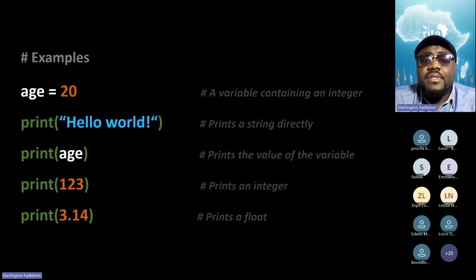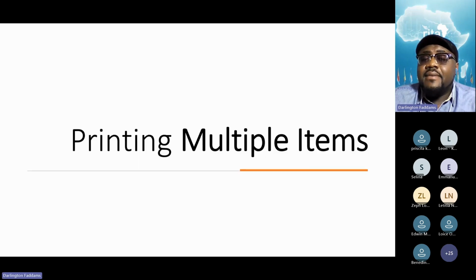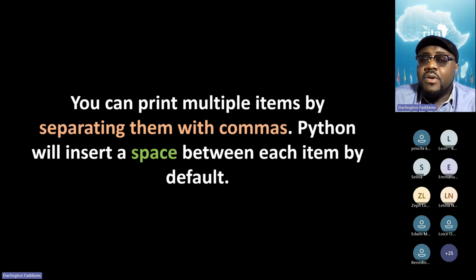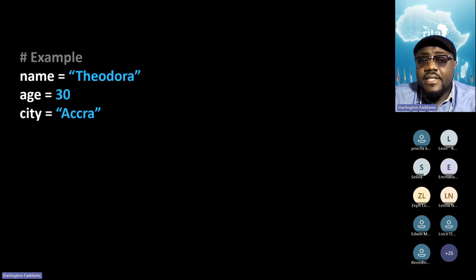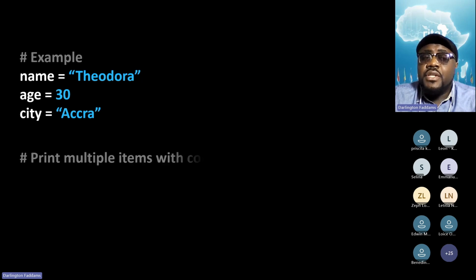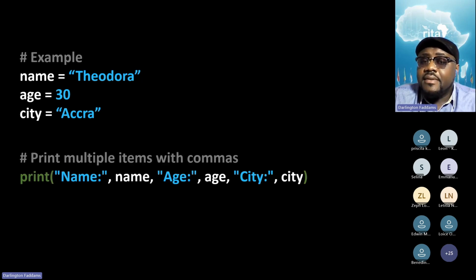Now, sometimes we have multiple items that we want to print, and the multiple items need what we call a separator. To print, let's say, name, age, and city on one line, you need to use a separator. Python allows you to use the comma as the separator.